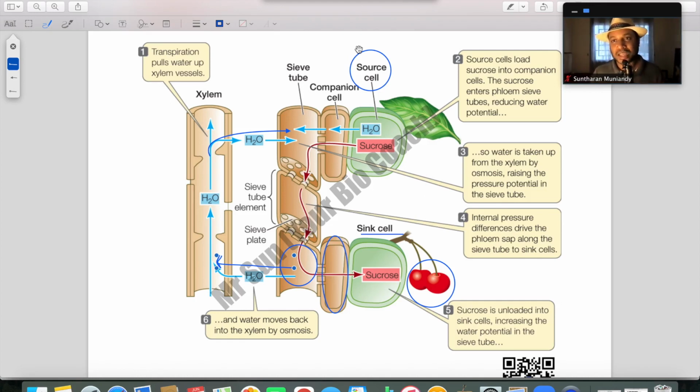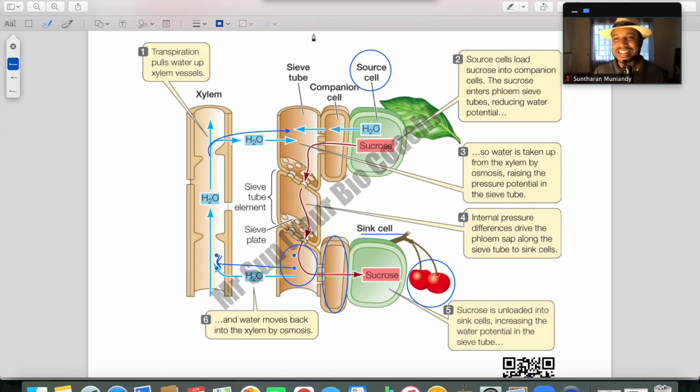that is going to push the organic substances to all parts of the plant. And when these organic substances come to the sink cells, the companion cells will pump the sucrose from the phloem sieve tube into the sink cell via active transport, reducing the sucrose in the phloem tissue near the sink cell. That is going to cause that area to have higher water potential, and because of that, water will diffuse back into the xylem via osmosis, and water will be taken up by the xylem through transpirational pull or capillary action. This thing continues. This is how translocation works.